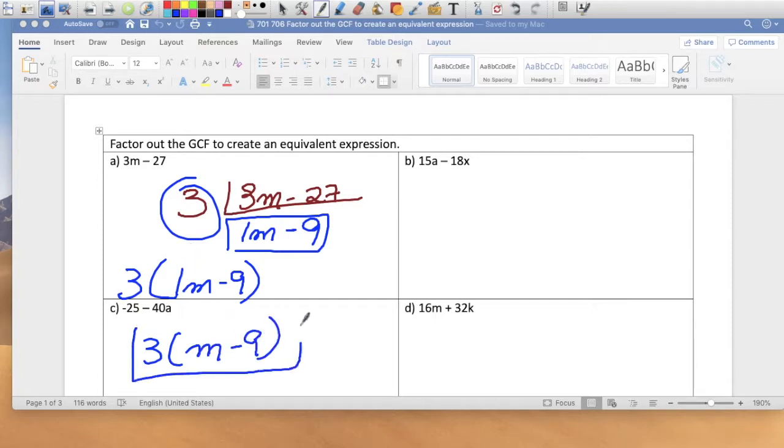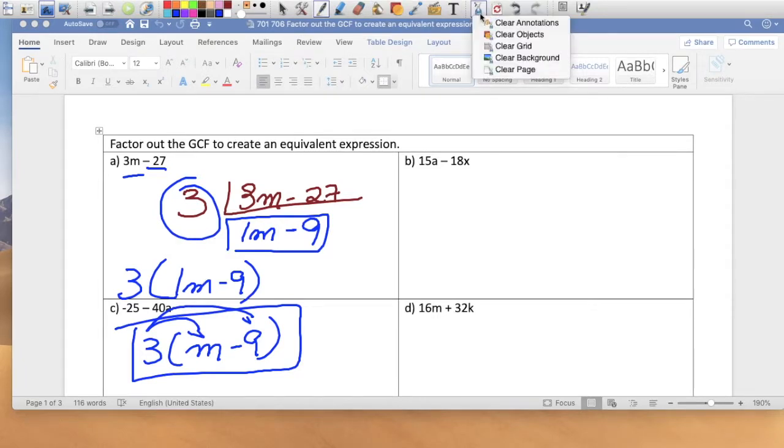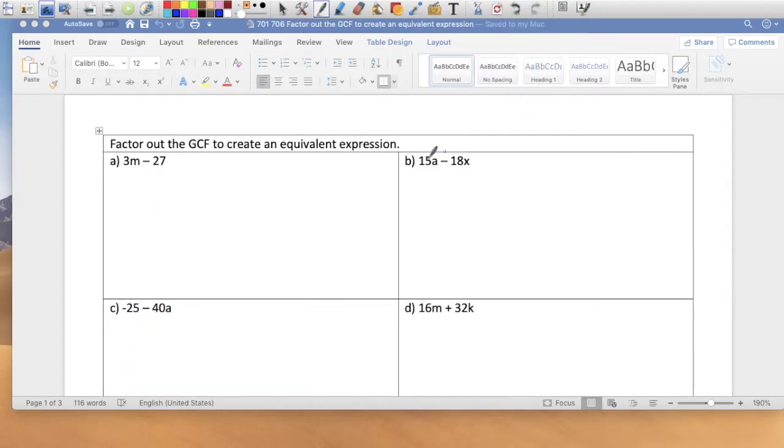So double check, 3 times m is 3m, and 3 times negative 9 is negative 27. So I know I'm correct. So actually, there's not really a way for you to get this wrong.